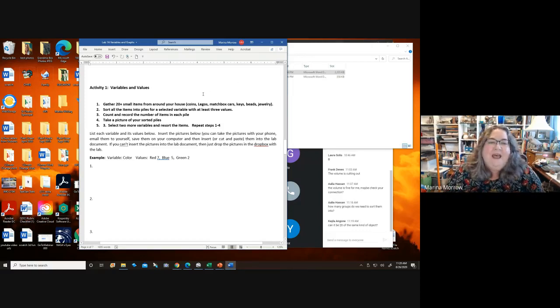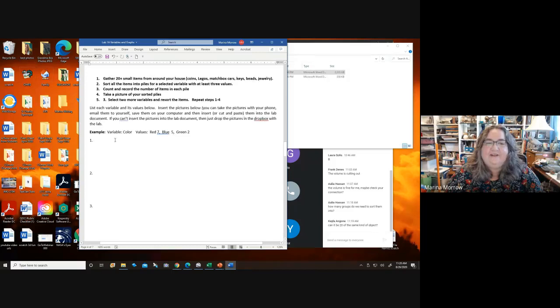Okay. All right. So then you're going to make them into piles, have at least 3 variables, 3 values. So you're going to do 3 variables, and then each of those should have at least 3 values. So like if you've got red Legos, blue Legos, and green Legos, there you go.